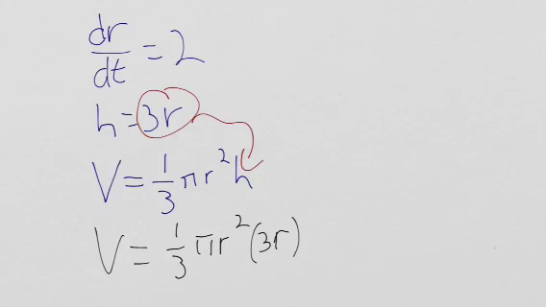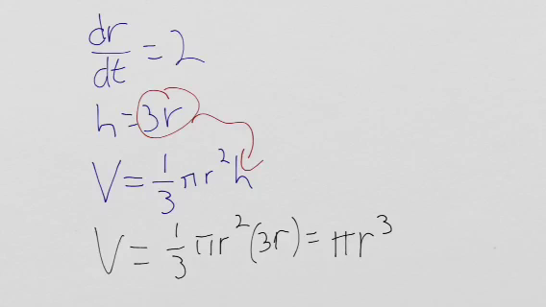Okay, that is going to simplify. You have 3 times 1/3. 3 times 1/3 is just 1. So we're getting pi r cubed. Again, 3 and 1/3 cancels, and then you just have r times r squared is r cubed. So we have our volume equals pi r cubed.